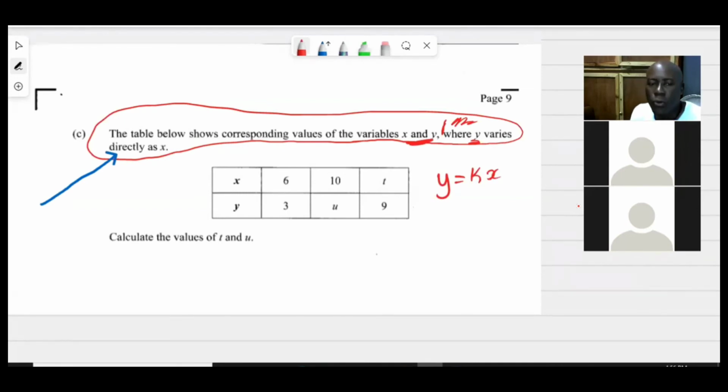Now you might ask, where does the k come from? The k is what we call a constant. It is in every variation. It's something that they will not tell you about most times, but it is in every variation. Let me just give a quick understanding of what variation looks like.